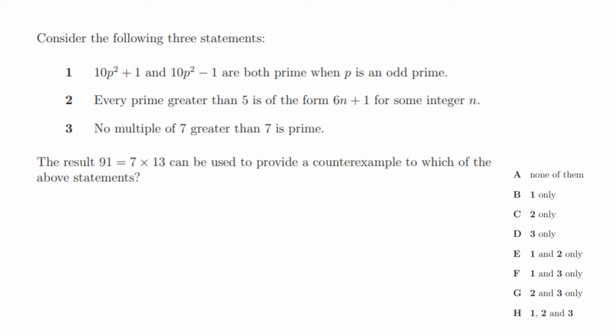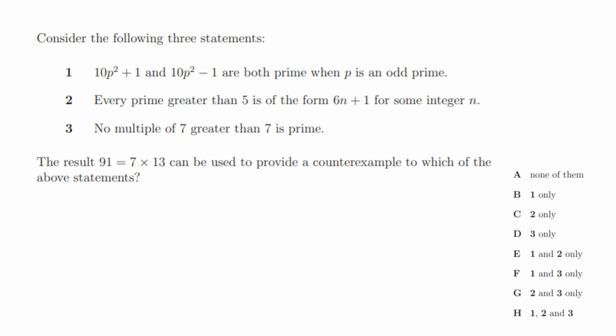So number 3, no multiple of 7 greater than 7 is prime. Okay, now if you think carefully about this, clearly no multiple of 7 greater than 7 is prime, because it would be 7 times something. 7 times 2, 7 times 3, 7 times 4. They can't be prime. So statement 3 is true. We're not going to find a counterexample to that. You don't even have to look at what the possible counterexample is. It's true, so you don't need to even look for a counterexample.